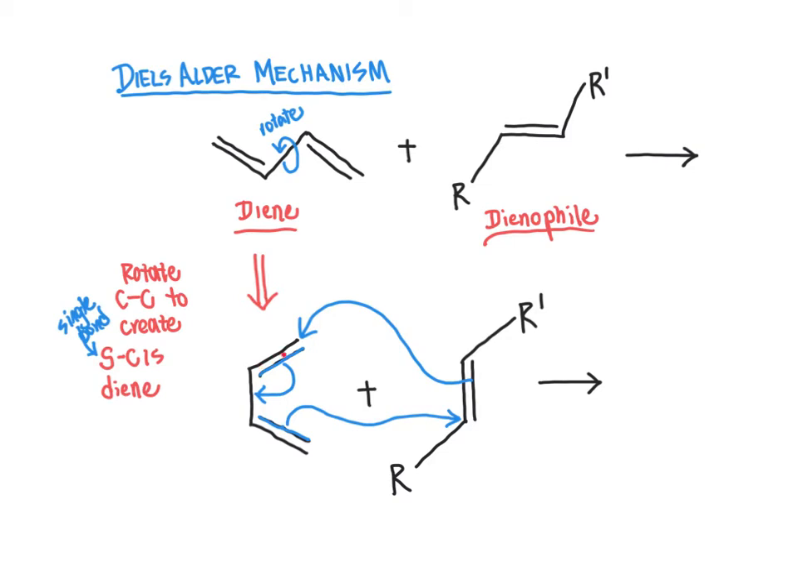And then finally, this pi bond right here is going to come over to make a double bond right here. So we can map out the product of this reaction, and I'm going to highlight the diene-derived portions of the molecule in pink, and the dienophile-derived portions of the molecule in green, so we can clearly visualize where all of the groups came from.